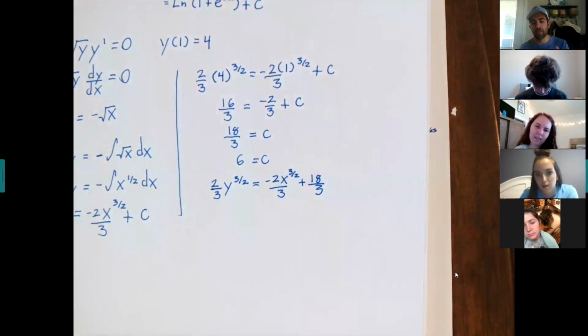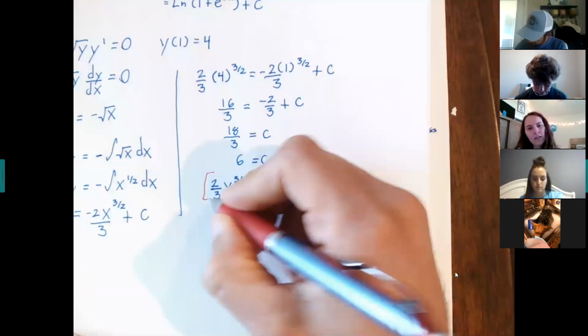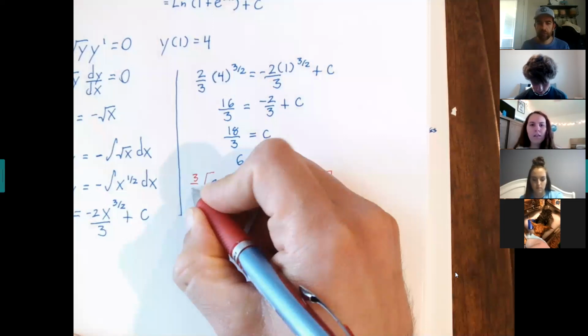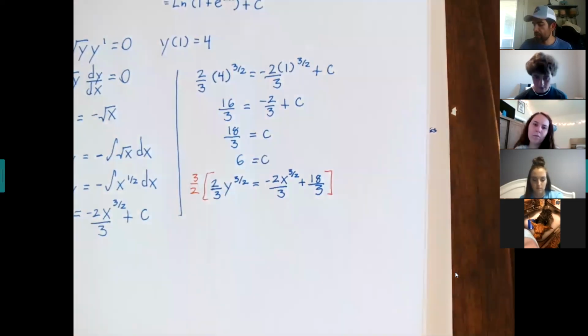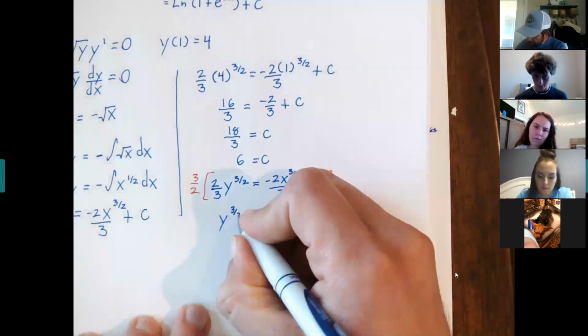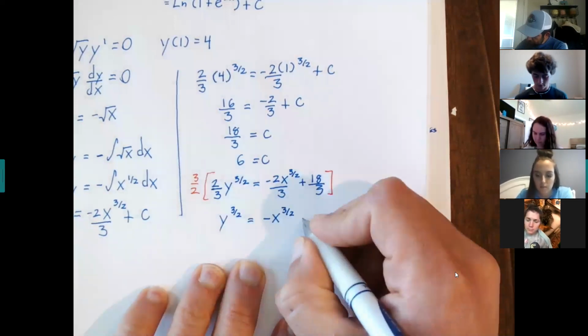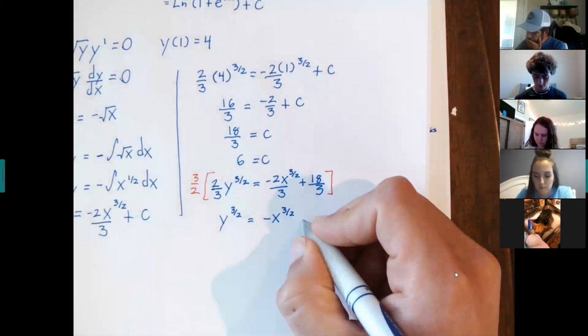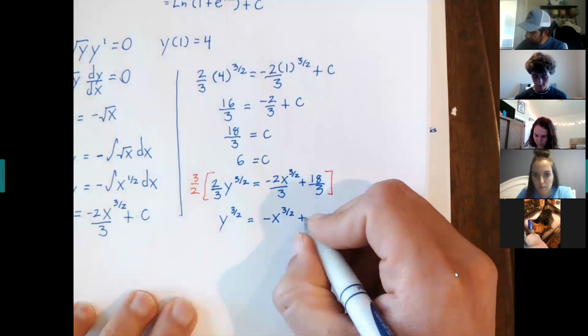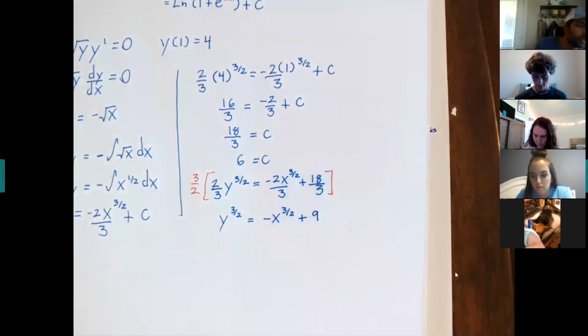Because in order to get rid of those 3's, I can basically multiply everything times 3. Or if I want to get rid of this straight up, I can just multiply everything times 3/2, because I want to get rid of this completely. So that's going to give me y to the 3/2, a negative x to the 3/2, and the 3's cancel, and that'll be plus 9. Let me check my answer here. Yep, it checks out. Everybody with me on that?